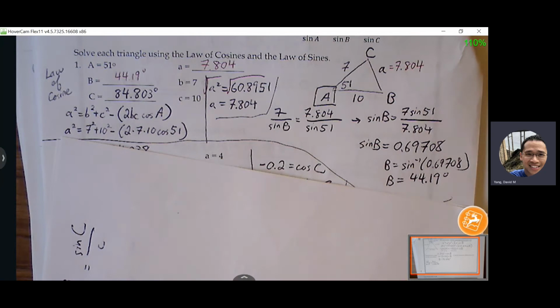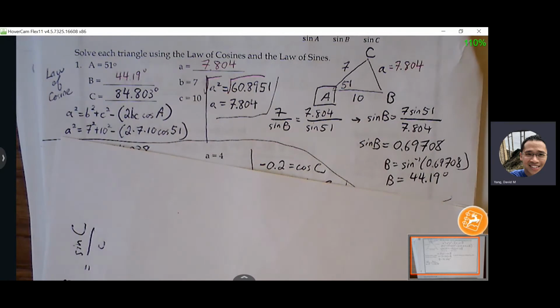Once you find your missing side, then transition over to law of sines. It's going to be a little faster to finish off the problem using law of sines. And then once you find your angle B, or whichever one you want to choose to solve, I chose to solve for angle B first. And once I have angle B, then I can just find that last angle by subtracting from 180.